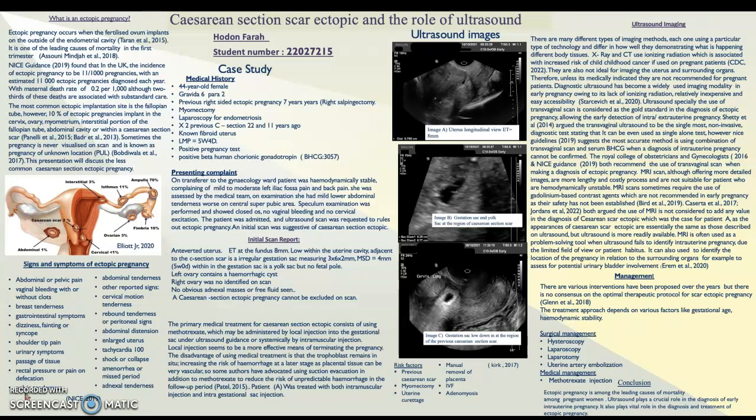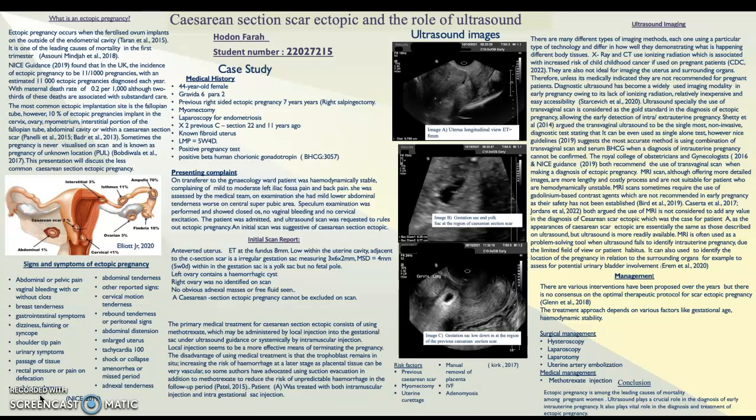There are many different types of imaging methods, each one using a particular type of technology and differing in how well they demonstrate what's happening in different body tissue. Diagnostic ultrasound has become a widely used imaging modality in early pregnancy owing to its lack of ionizing radiation, relatively low cost, and easy accessibility. Ultrasound scan, especially the use of transvaginal scan, is considered the gold standard for the diagnosis of ectopic pregnancy, allowing early detection of intra and extrauterine pregnancy, either offering reassurance or early medical intervention.